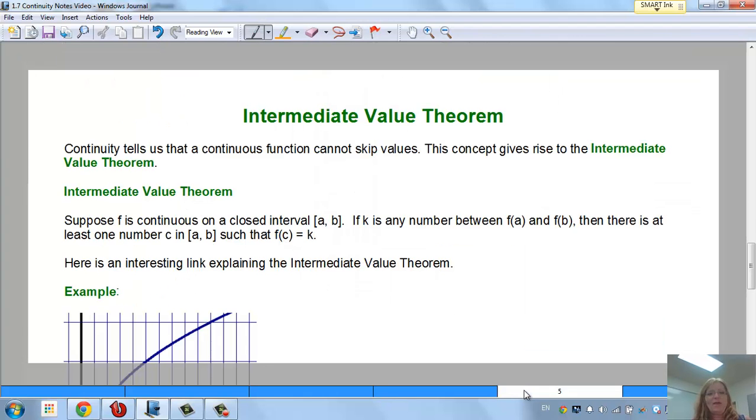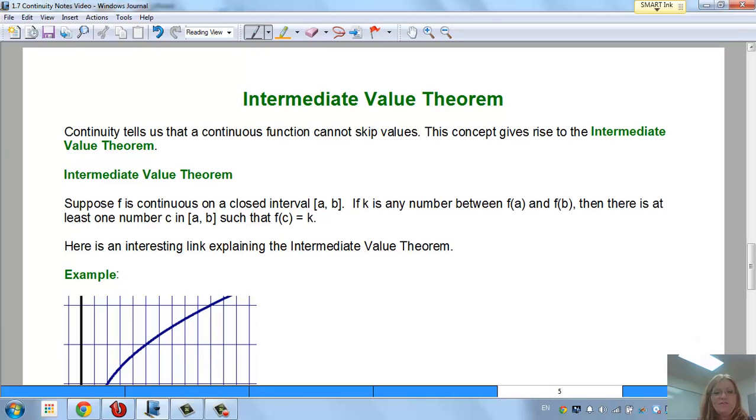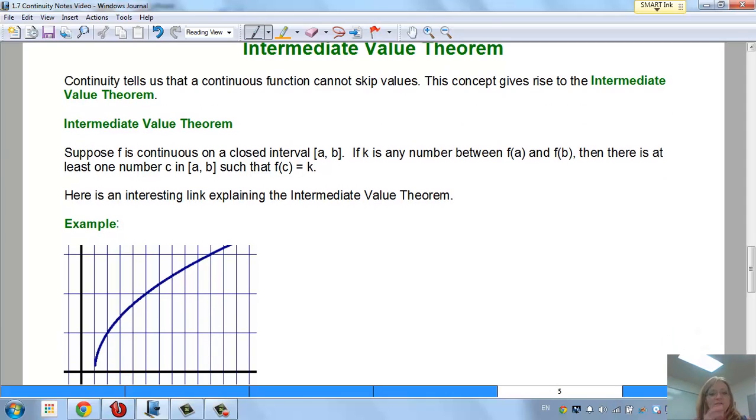And the last page is just to give you a little introduction to the intermediate value theorem. Continuity tells us that a continuous function cannot skip values. This concept gives rise to the intermediate value theorem. Suppose f is continuous on a closed interval. If k is any number between f of a and f of b, which are your y's, by the way, the y values of a and b, then there is at least one number c on that interval [a, b] such that f of c equals k.